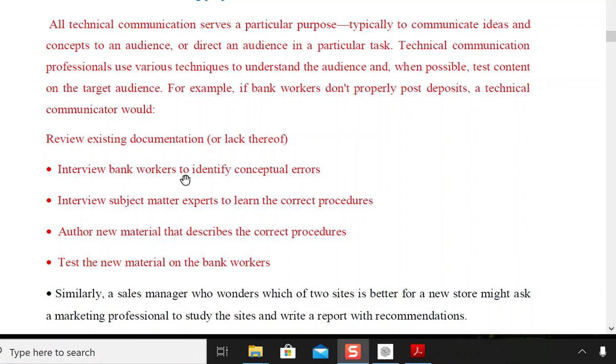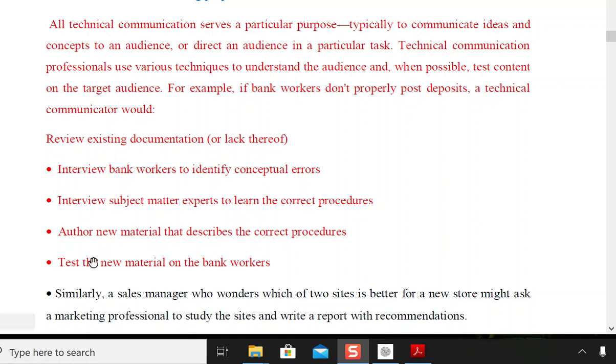Number two, interview bank workers to identify conceptual errors. So here he is using the strategy, format, and instrument of interview. Interview is another way of finding live information, and you have seen that people in various fields, especially in media, use the strategy of interviews. Interview subject matter experts to learn the concept and the correct procedures. Fine. Another way is to discuss the very project with the experts to reach the solution.